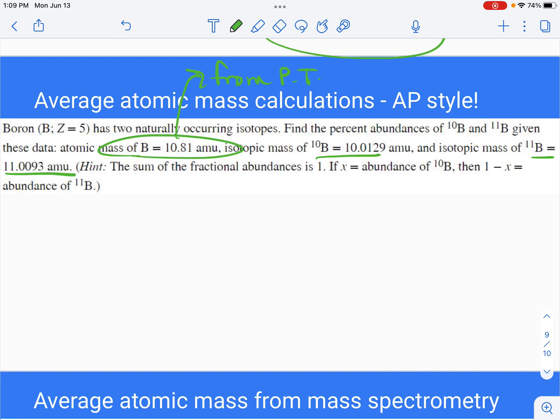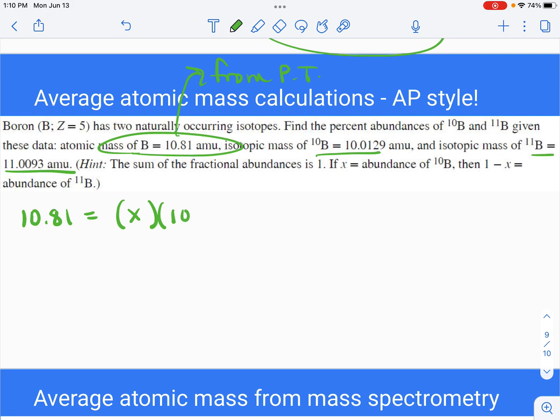The other thing that they expect you to know is that if you have only 2 isotopes, they together have to add up to 100%, or if you're going to make it the decimal, they together have to add up to 1. So the way that I set this up, I'll show you the setup and the answer, and I'll ask you to crunch the numbers and make sure that you really get what you're supposed to get. The way that I set this up was that the average from the periodic table was 10.81. I had the first isotope as a percent abundance of X, and its mass was 10.0129 AMUs. And the second isotope has a mass of 1 minus X.